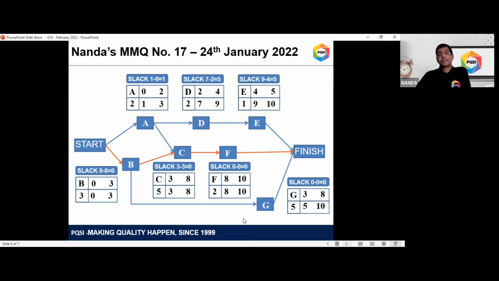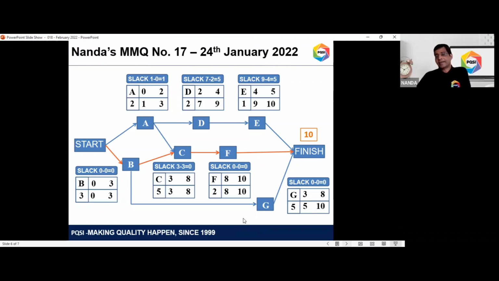Now, if you notice here, for activity B, activity C, and activity F, these three, the slack is 0. Which means any delay in these activities will actually delay your final project, which is 10 days. So this is the actual critical path. The critical path is the path where the slack is 0 for all the activities. So BCF is the critical path in this case.